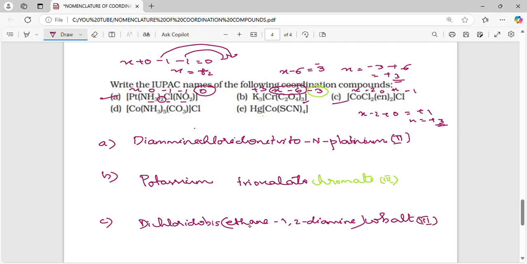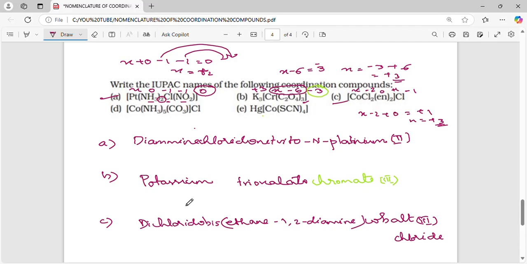Now you give space. Then at last you write chloride. Why? Because this chlorine is acting as a counter ion. When chlorine comes inside the coordination sphere as a ligand, then only chlorido. Now it is outside, so it is normally chloride. And if it is Cl2, don't use dichloride or trichloride, something like that. Just use chloride always, irrespective of the number of chlorine atoms.